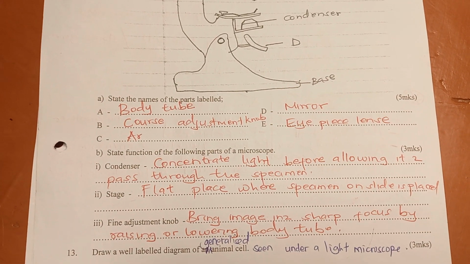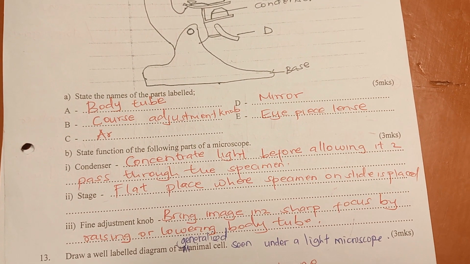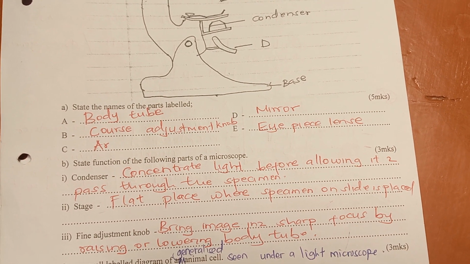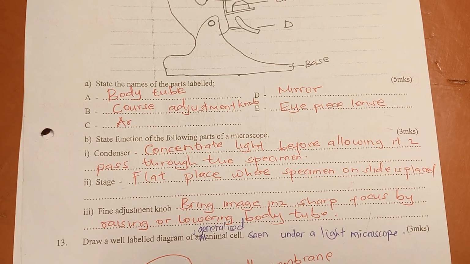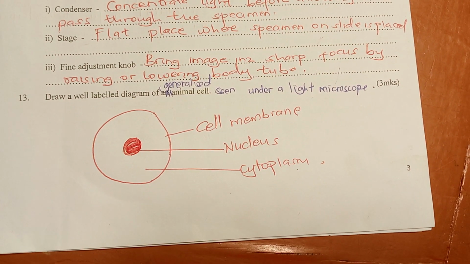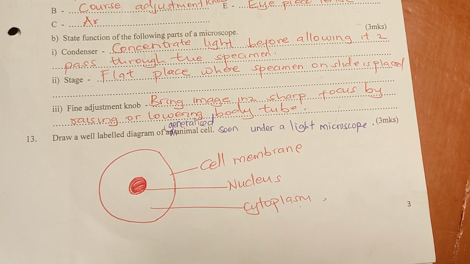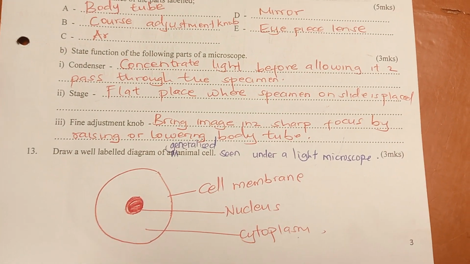State the functions of the condenser. Condenser concentrates light on stage before allowing it to pass through the specimen. Stage is where you place the specimen that is under observation. Fine adjustment knob, it brings image to sharp focus. You're then told to draw a well-labeled diagram of an animal cell. That is it, as seen under light microscope. You just see a cell membrane, nucleus, and cytoplasm. Not much detail is seen.